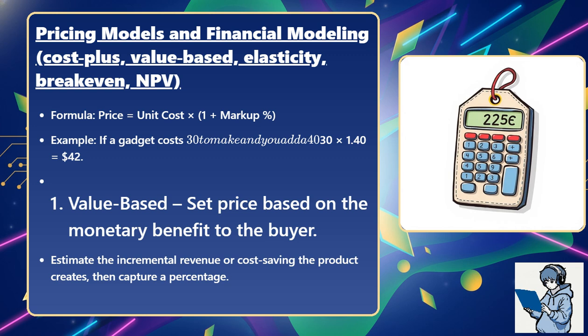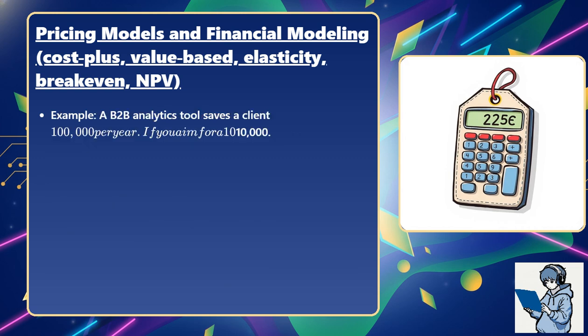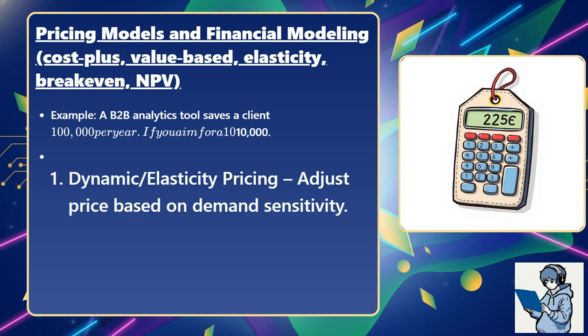Estimate the incremental revenue or cost saving the product creates, then capture a percentage. Example, a business-to-business analytics tool saves a client $100,000 per year. If you aim for a 10% capture, price equals $10,000. 3. Dynamic elasticity pricing: adjust price based on demand sensitivity.